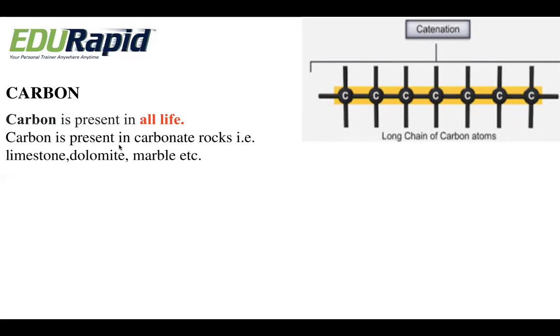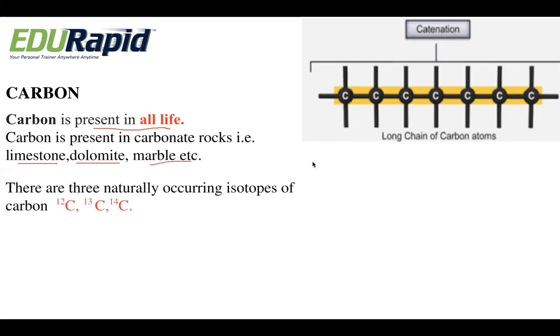So let us study what we mean by carbon. Carbon is present in all life. Carbon is present in carbonate rocks, that is limestone, dolomite, marble, etc. Carbon is present everywhere, both biologically and physically. It is present in all organisms, in all life, as well as physically. It is present in most of the carbonate rocks, in the form of limestone, dolomite and marble, etc. So we can say that carbon is present everywhere in nature.